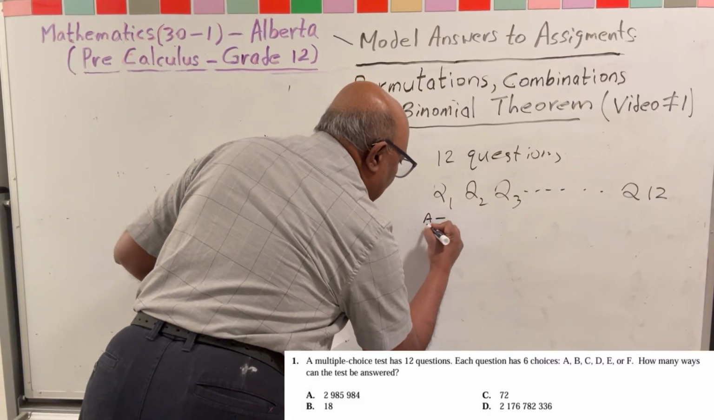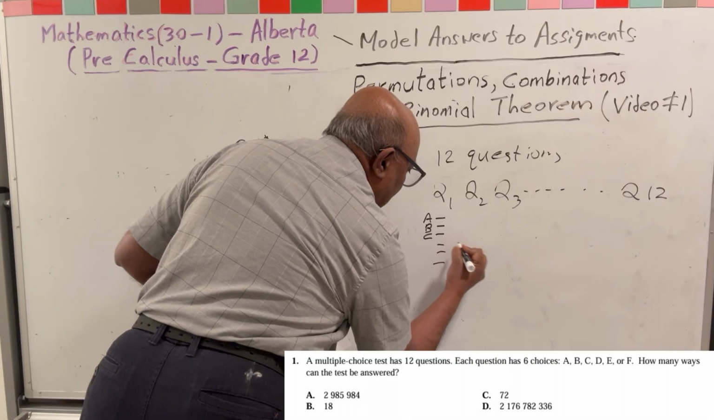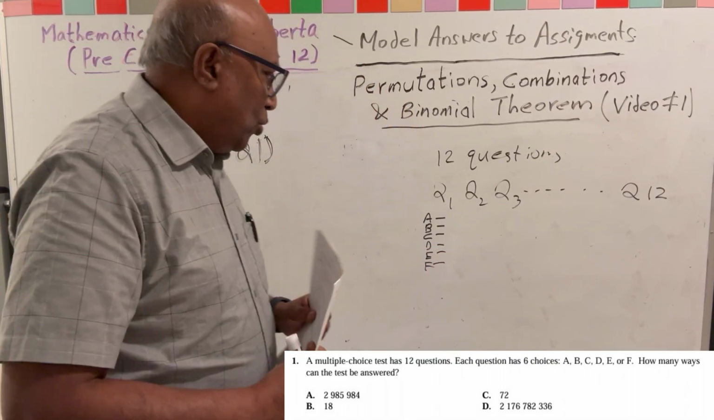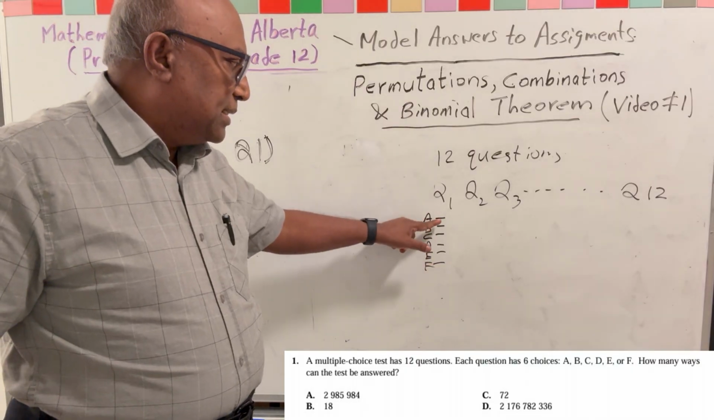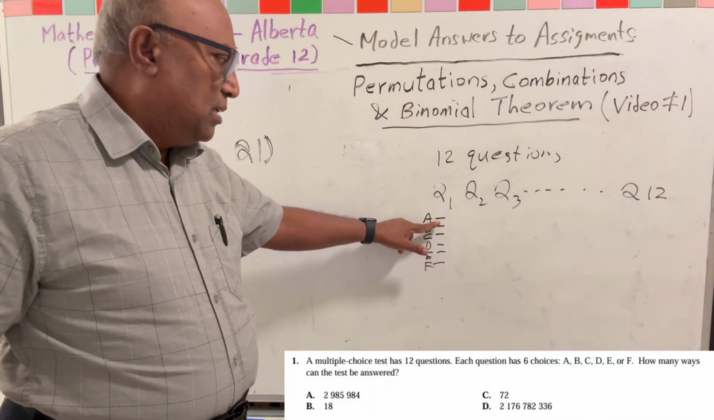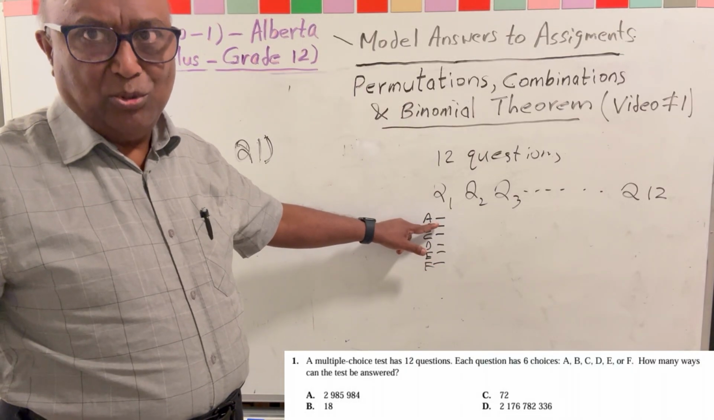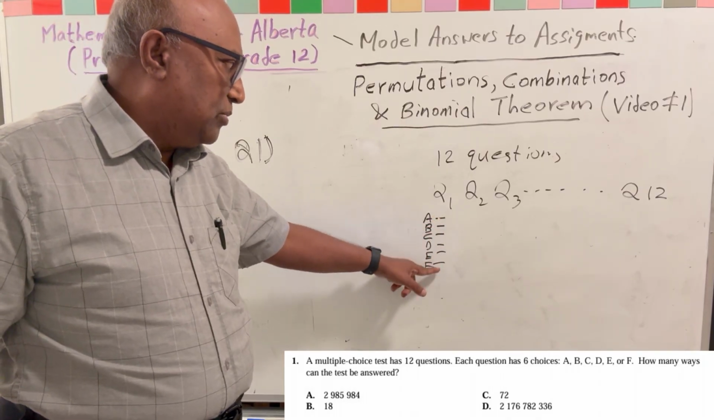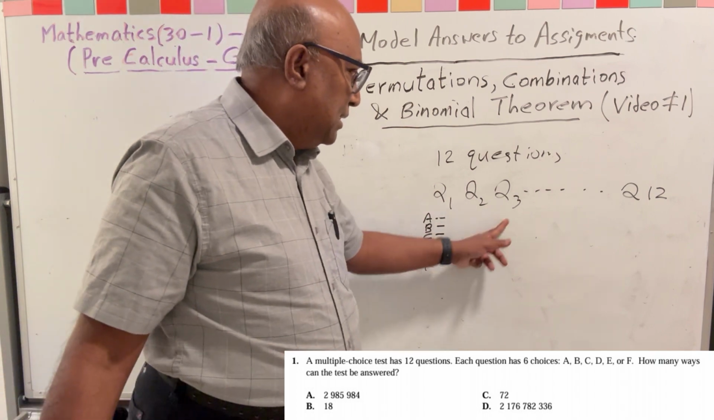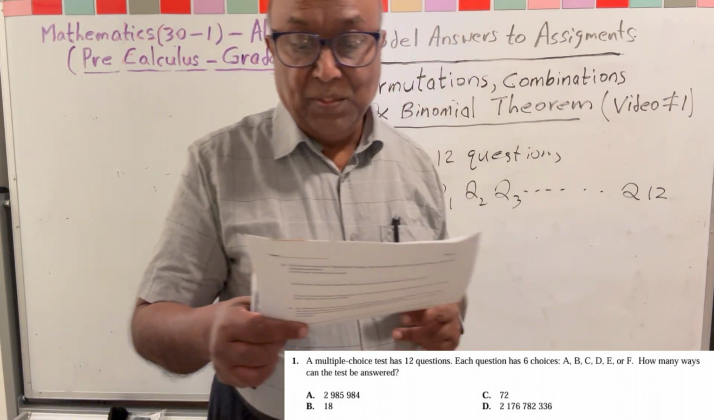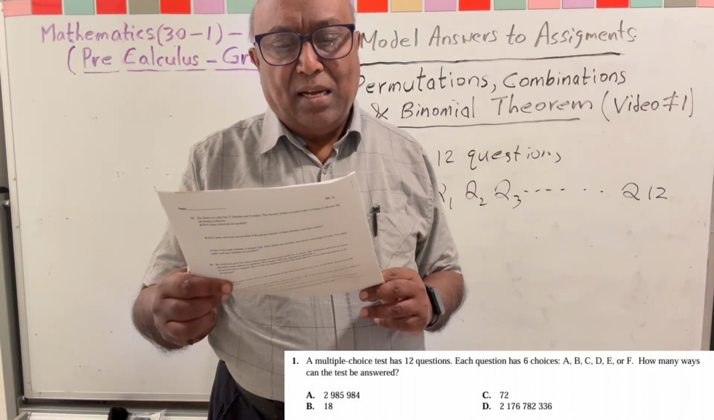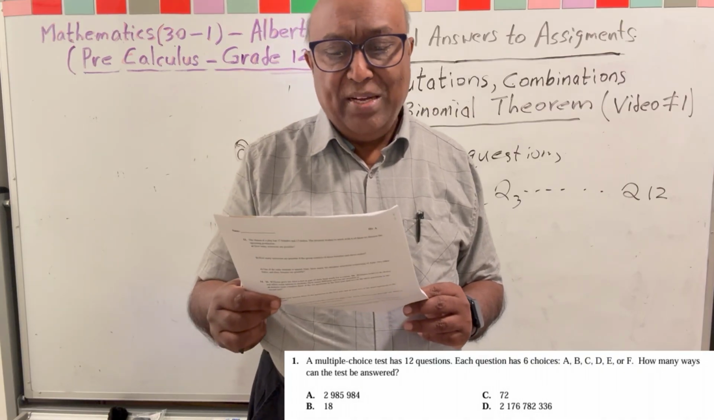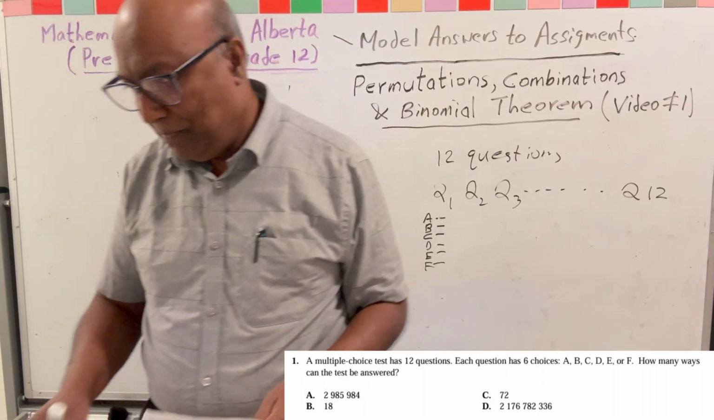They have given the choice letters, like our question paper: A, B, C, D, E, F. That means for each question, there are 6 optional answers. Not 4 usually. As usual 4, but this time 6 answers. For each question, there are 6 optional answers. How many ways can the test be answered?